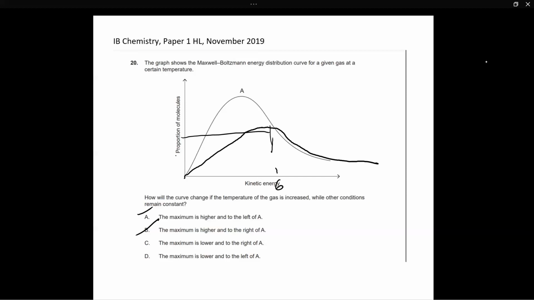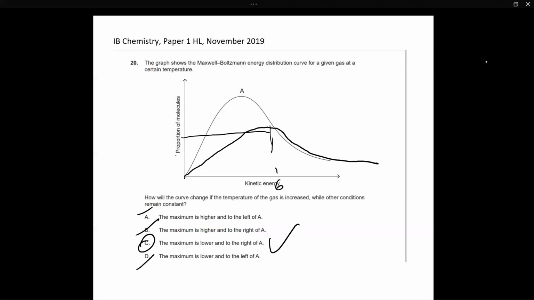So it'll actually be to the right of A rather than the left, because to the left would mean that now a greater proportion of molecules have a lower kinetic energy, which is not true. So it will be to the right. That means C is the correct answer. So I hope you've understood my explanation of the Maxwell Boltzmann curve and how I got to this answer.